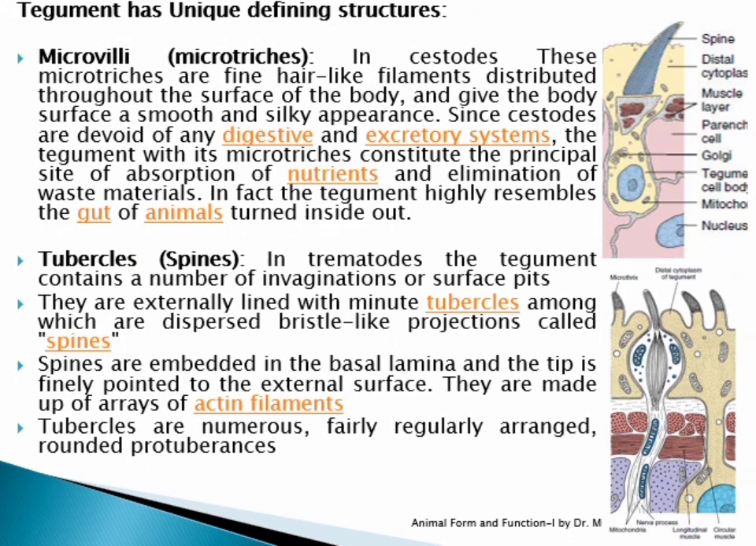So the tegument is made up of the epidermis, in the form of a syncytium, then a basal lamina made up of basement membrane and connective tissue, and then layers of muscles. These epidermal cells in the form of syncytium may have different unique structures on them. These unique structures could be microvilli, or they are called tubercles. Microvilli are also called microtriches.